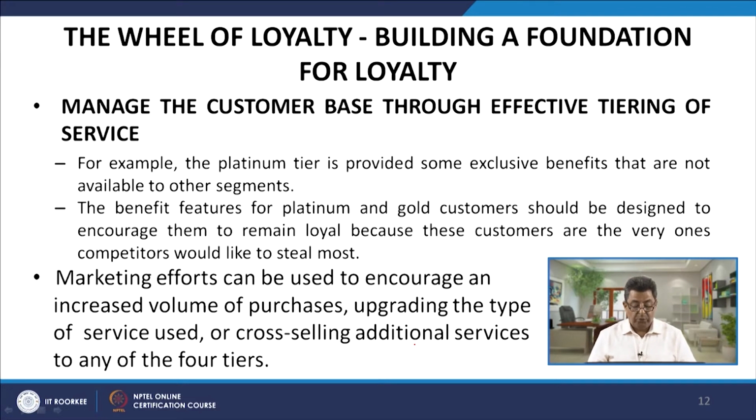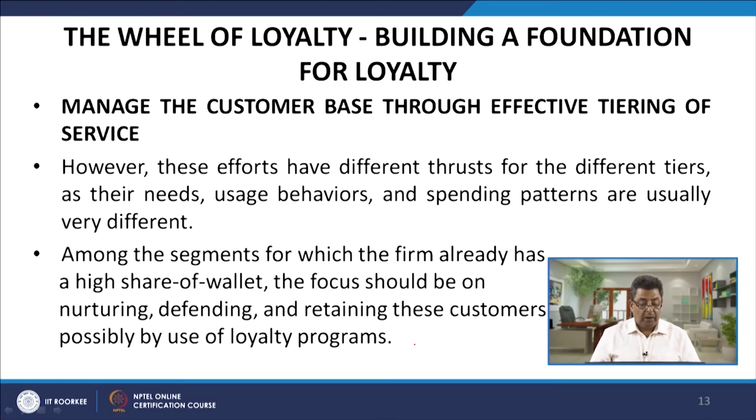Marketing efforts can be used to encourage an increased volume of purchases, upgrading the type of service used, or cross-selling additional services to any of the four tiers. However, these efforts have a different thrust for the different tiers, as their needs, usage behavior and spending patterns are usually very different. Among the segments for which the firm already has a high share of wallet, the focus should be on nurturing, defending and retaining these customers, possibly by the use of loyalty programs.